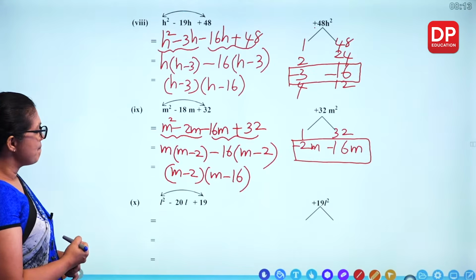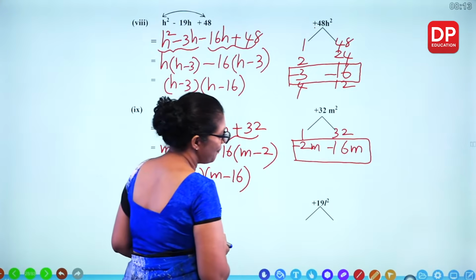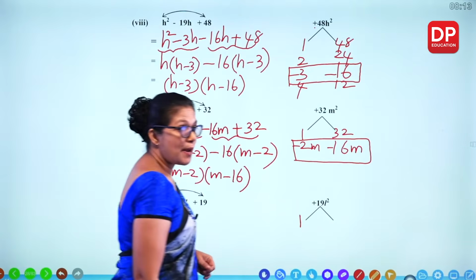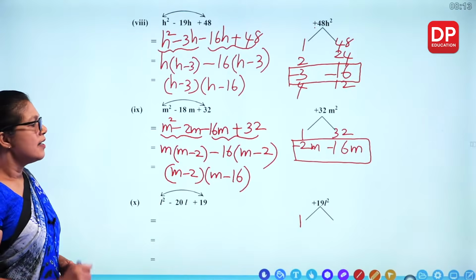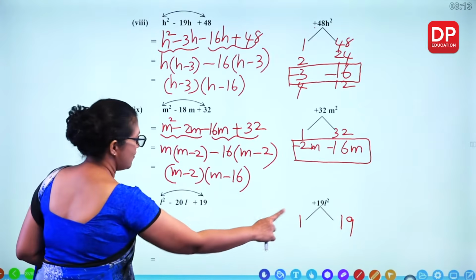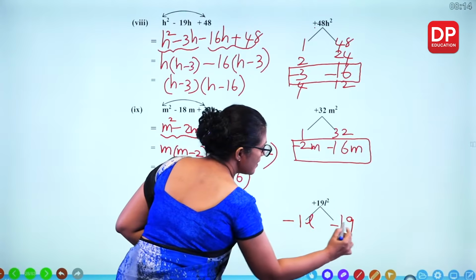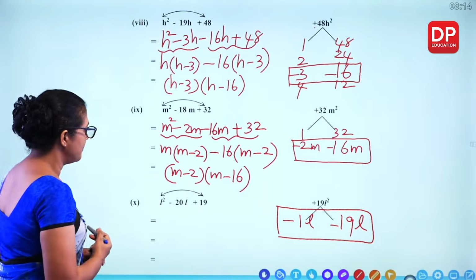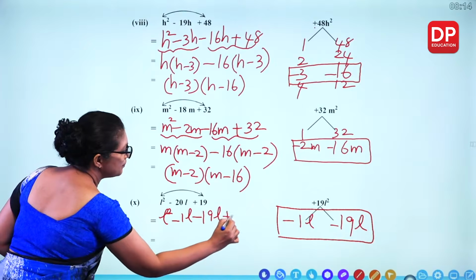This one, you need 19l squared. What are the factors of 19? 19 is a prime number. So, in prime numbers, you can't find other factors, always 1 and itself. So, 1 and 19. We are getting 19 and 1, 20. So, both should be negative, and this is minus 1l and minus 19l. Split the middle term into 1l and 19l.